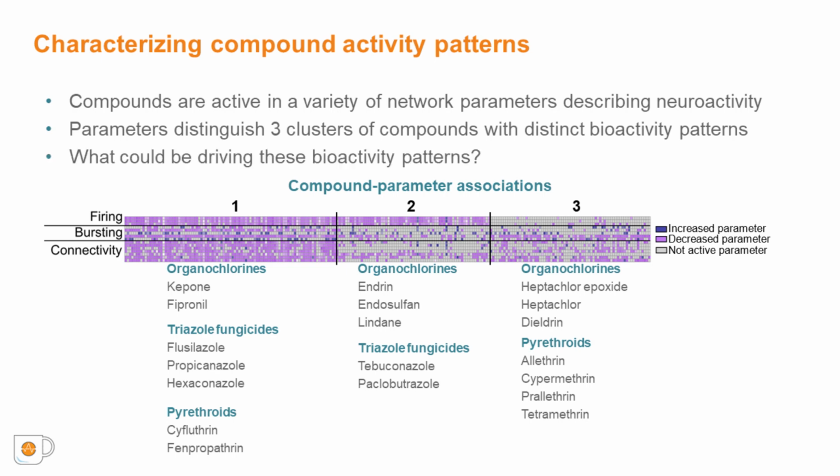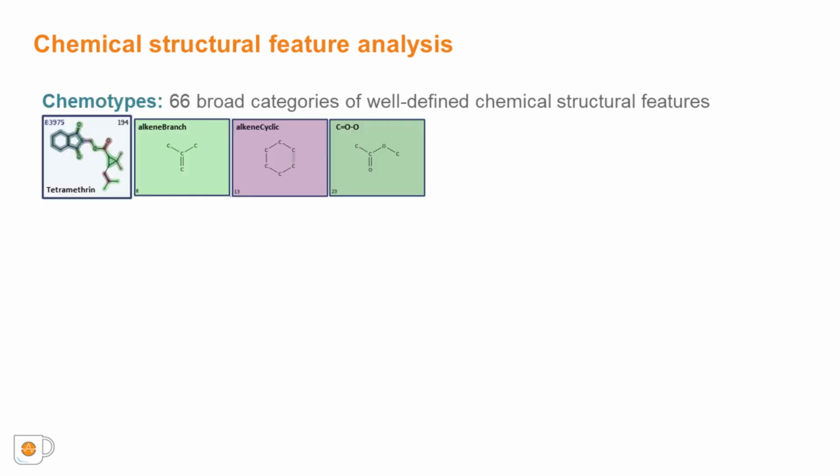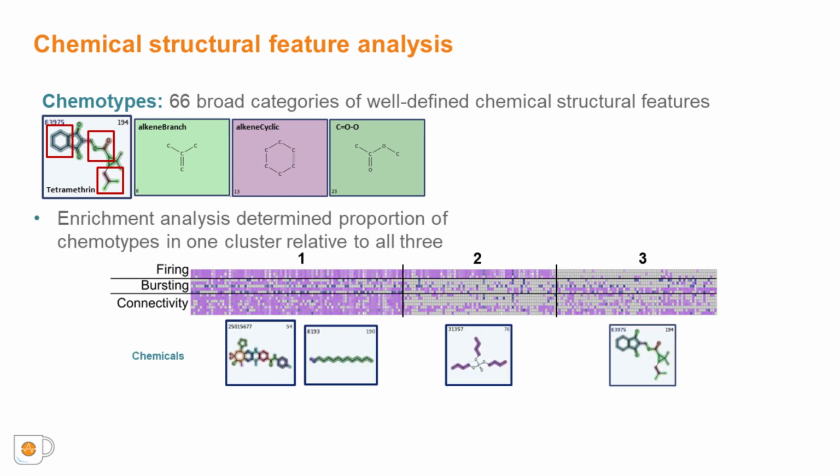We were curious what could be driving these varied neural network activity patterns between the clusters. To determine whether the structure of the chemicals within each cluster was contributing to the bioactivity patterns, we used chemotypes, which are well-defined substructural features of chemicals. One example is shown here for the compound tetramethrin with the chemotypes to the right. Our goal was to determine whether specific chemotypes were enriched for the chemicals within each cluster.